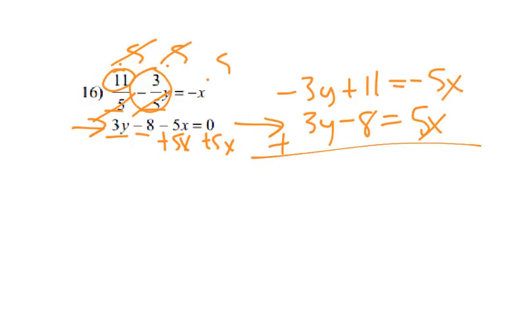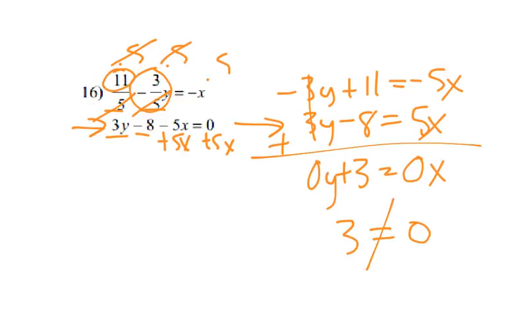We add these together. Negative 3 plus 3 is 0y. 11 plus negative 8 is 3, positive. Negative 5 plus 5x is 0x. Does 3 equal 0? Nope. So once again, no solution.